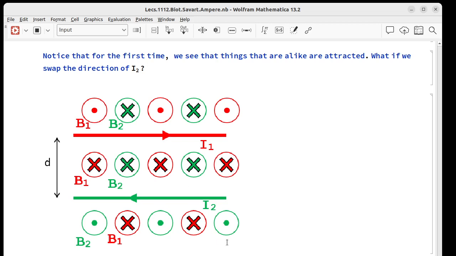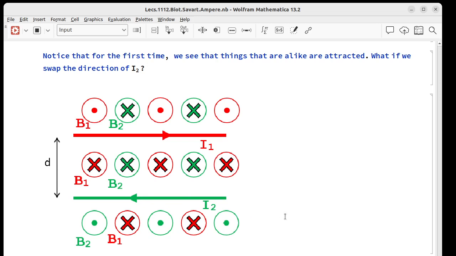We do the same thing at the lower wire. You look at the current for I2, point your fingers to the left, curl them into the page for B1, and your thumb points down. So opposite currents repel, but like currents attract.